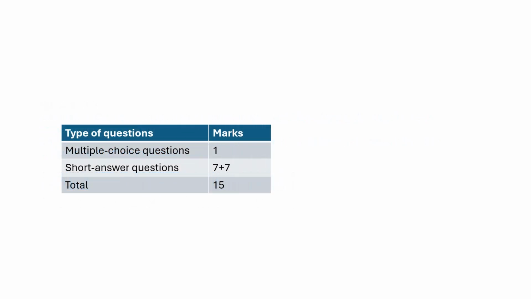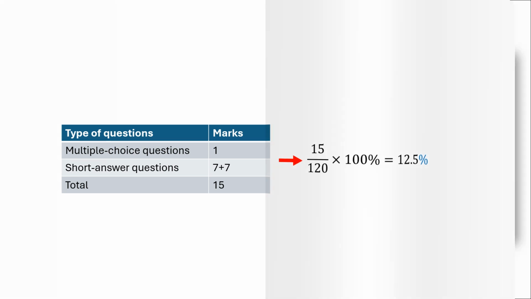1 multiple-choice question is worth 1 mark, and 2 short-answer questions are worth 14 marks in spectroscope analysis. The overall score for this section is 15 points. With a total possible score of 120 points, the percentage for this section was 12.5% of the total score.